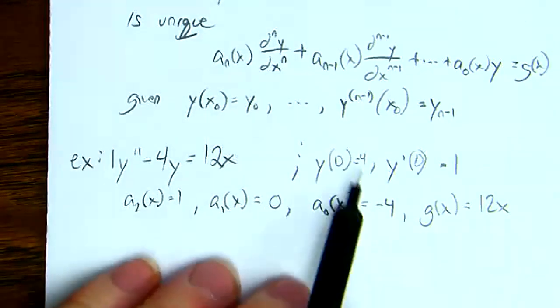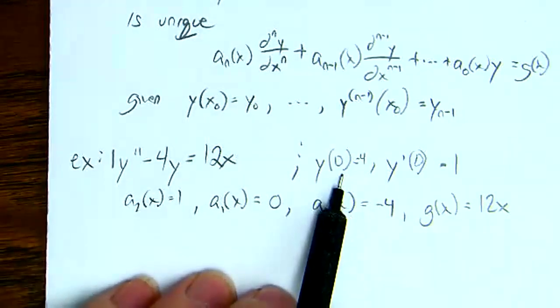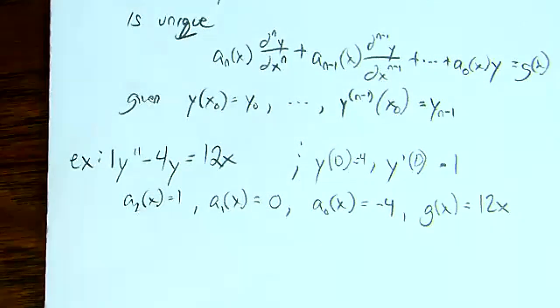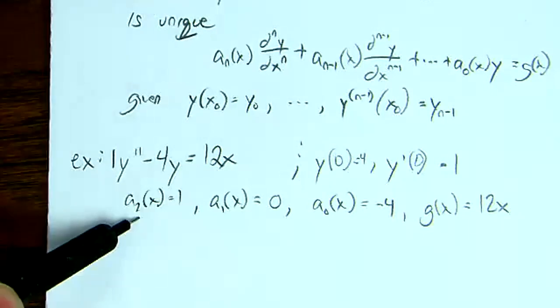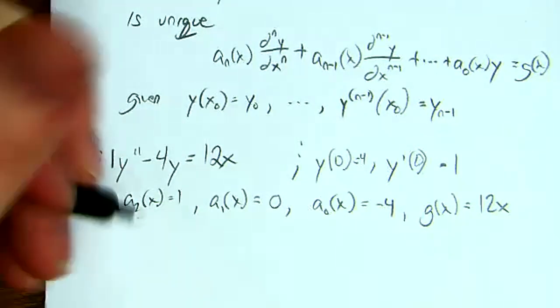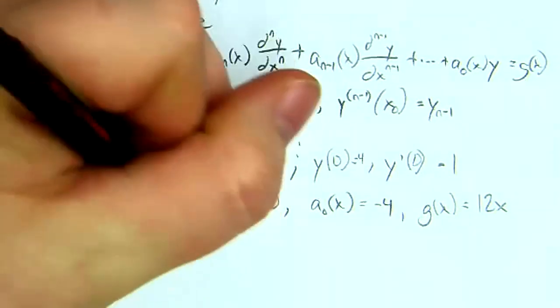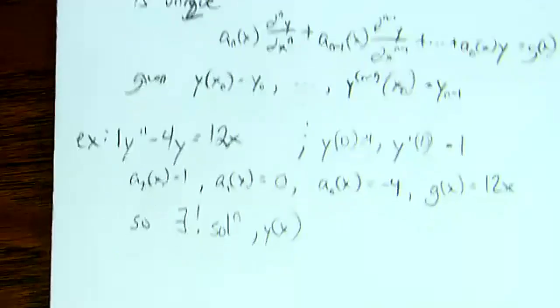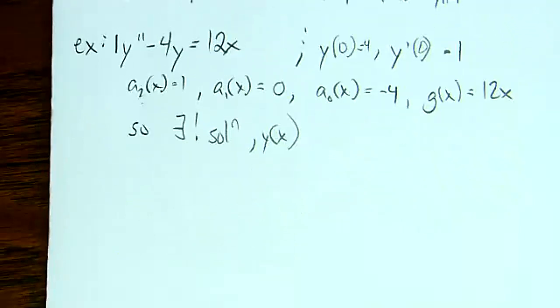And we have y(0) is equal to 4 and y'(0) is equal to 1. So we have that a_n(x) is not equal to 0 for all x in an interval. And we have initial conditions required, so there exists a unique solution, y(x). That doesn't mean we can find it. In this case, we can, but the existence of a solution doesn't necessarily mean that that solution is easy to find.